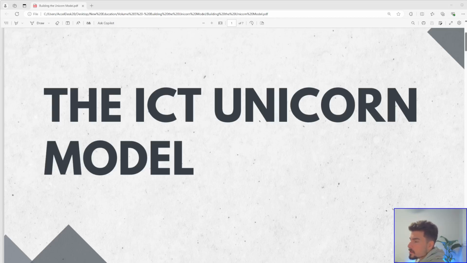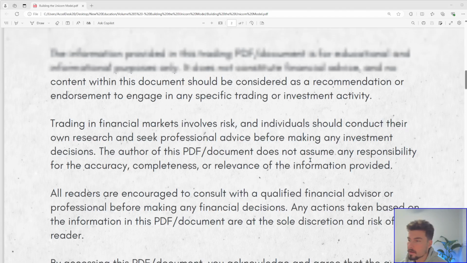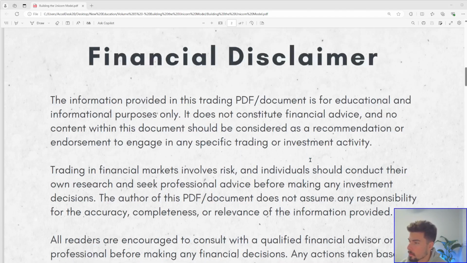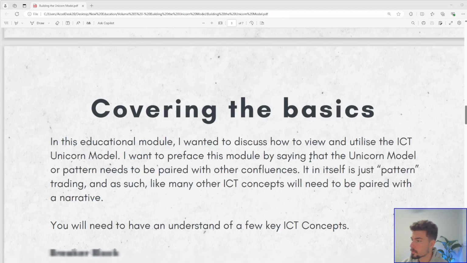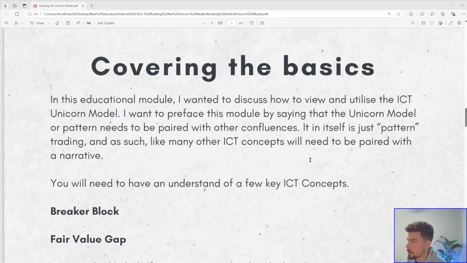Alright guys, so in this educational video, we're going to talk about the ICT Unicorn model. We're going to talk about the ins and outs, what you're looking for, what PD arrays you need to understand, and then also how you can phrase the highest probability setups, because a lot of people are talking about the Unicorn model. They don't give you examples, they don't talk about when it doesn't work, or why it works more than others in certain situations.